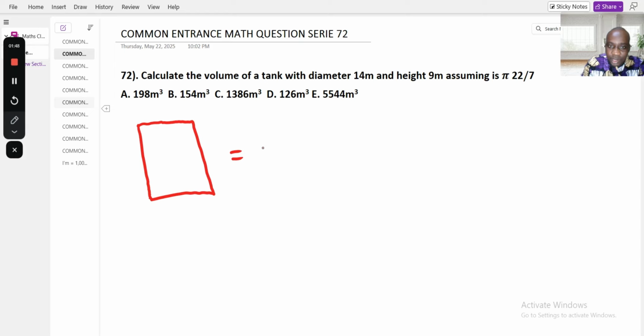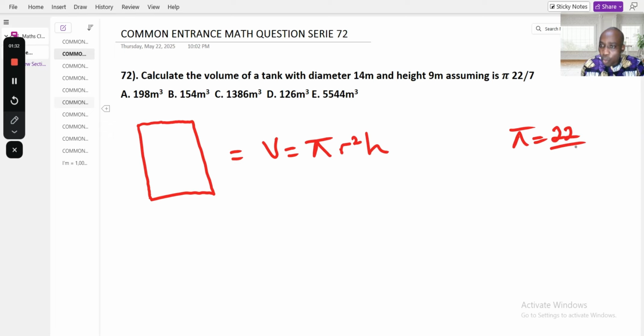Yes. The volume for the cylinder tank is what? I said it is pi r squared multiplied by h. What is our pi? The question has given us that it is 22/7. What is our radius? Half of diameter is radius. Half of diameter is what? Radius.